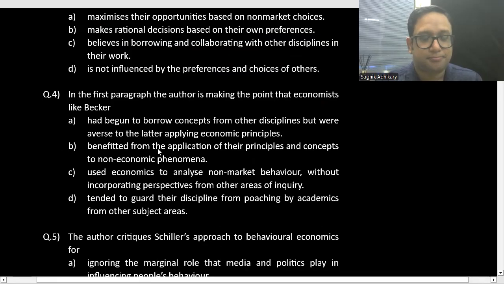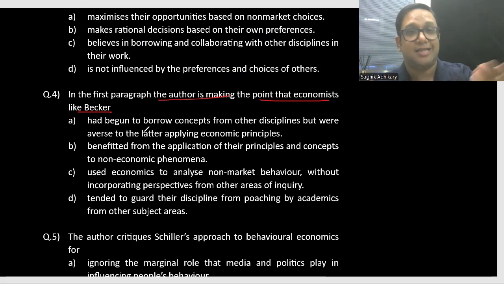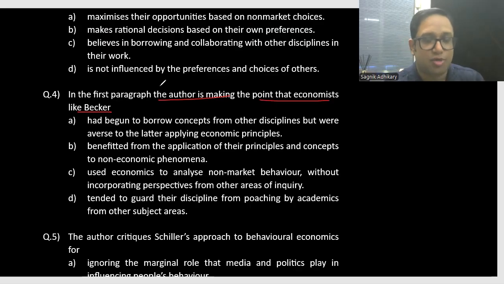Next up, in the first paragraph, the author is making the point that economists like Becker, we know what Becker was doing. Becker was letting economics influence other areas, but he wouldn't let economics be influenced by other areas. He would not let other areas influence or benefit economics. That is what the first paragraph is talking about, where economists go into other subjects. When they cross borders, they do so with the intention of invading their garden plots.